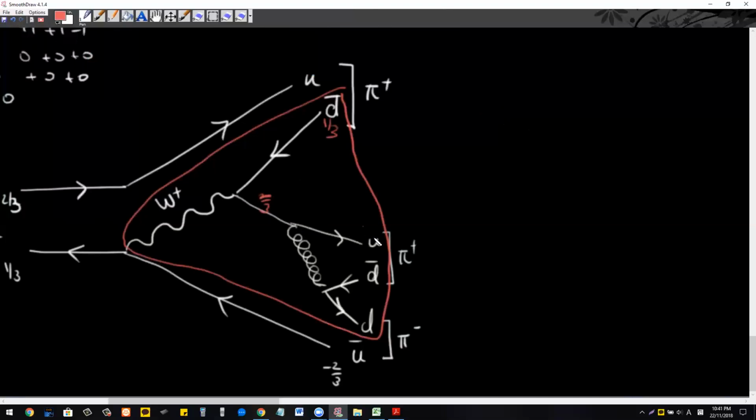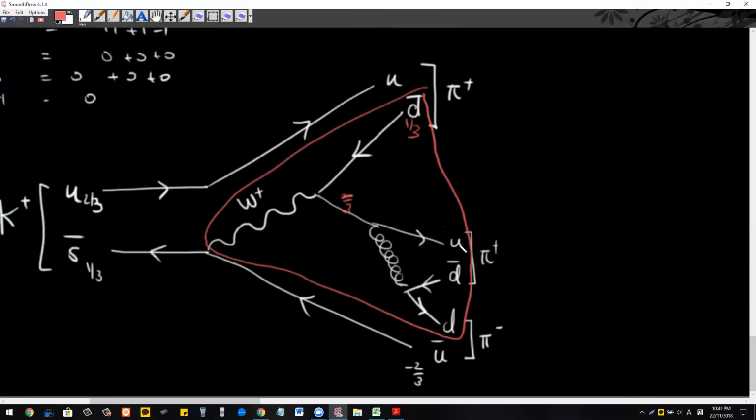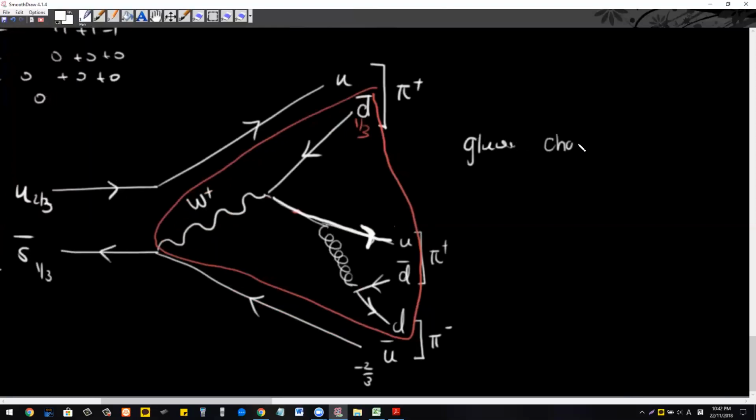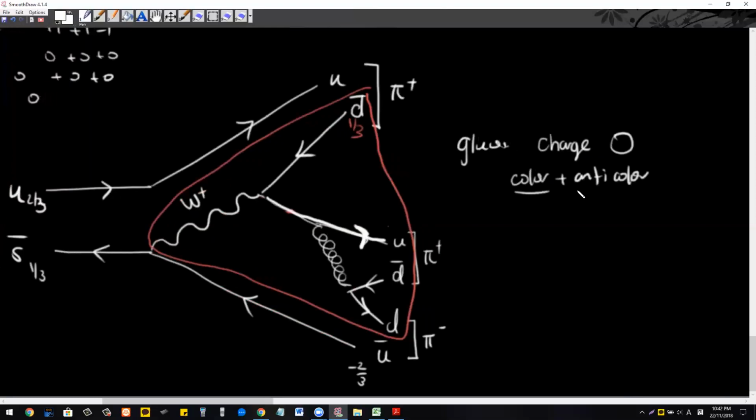But this splits into U. U has a charge of how much? 2 on 3, yeah. So this is pretty much the path of a U. Okay. Yeah. But then from there comes out a gluon. So gluon contains a charge of 0, right? That's right, charge of 0. But it's got color and an anti-color. Okay. Color and anti-color.